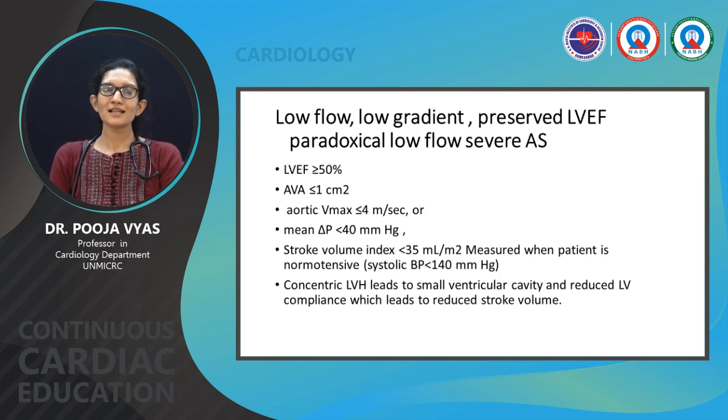The mechanism is that concentric LVH will lead to small LV cavity, and due to reduced LV compliance, there will be reduction in flow. So it is paradoxical low flow severe aortic stenosis with preserved ejection fraction.